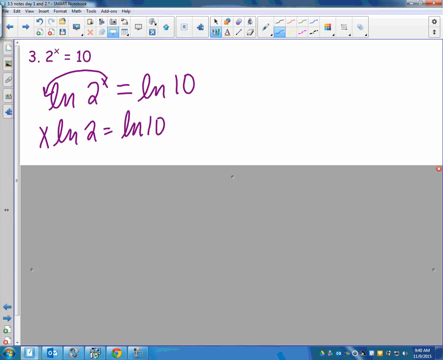Right? So I can pull that out front, and then I'm just solving for x. So I'm going to just move that over by doing what? Divide by ln of 2. Who said divide?